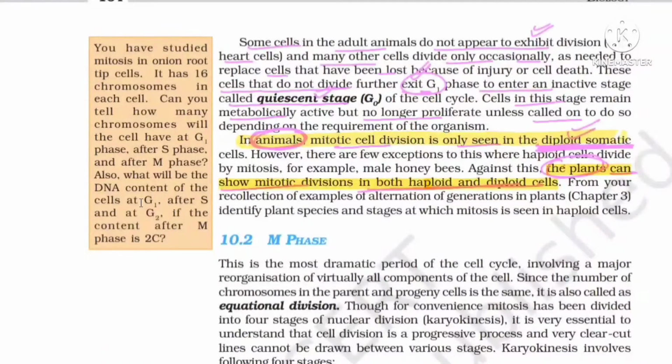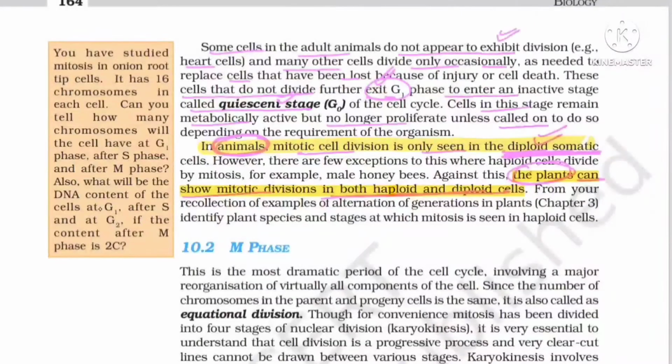Now, exceptions are always there. In the animal honeybee, males are haploid and they develop parthenogenetically. So exceptions are there where haploid cells divide by mitosis, for example, male honeybee. Is it clear? So now we have to start with the M phase.